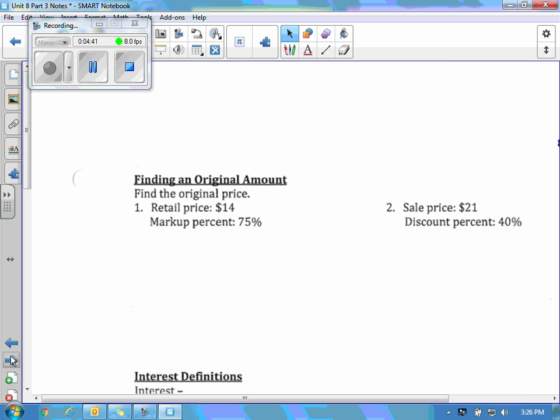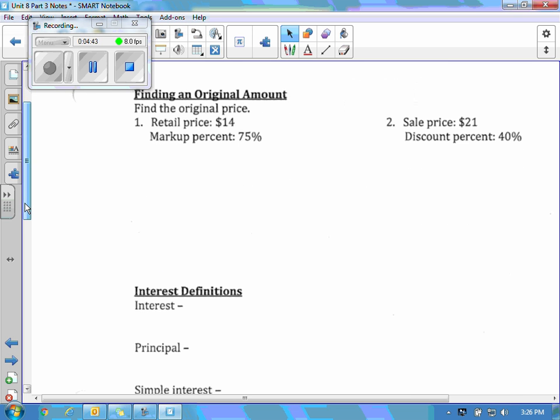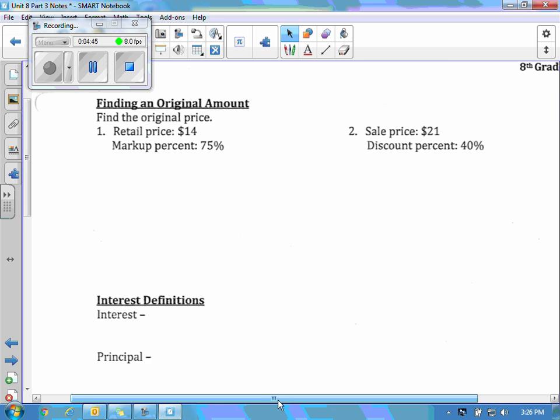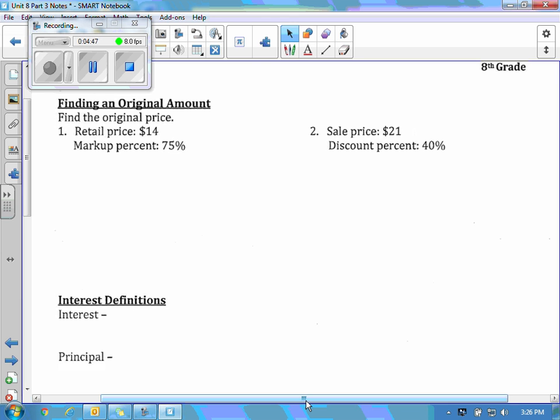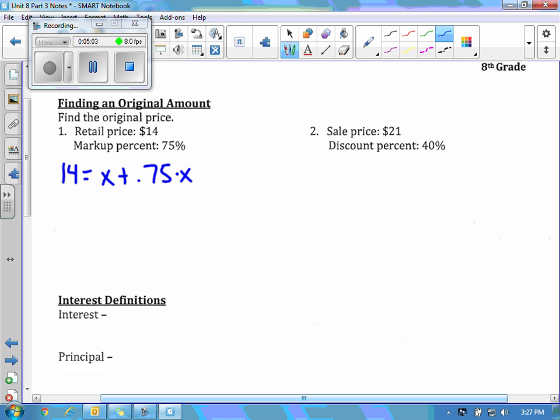Number 2, of course, I'll leave for you. On the back side, now we're kind of working backwards. We want to find the original amount after there's been some sort of markup. So my retail price is equal to my original price plus 75% of my original price.